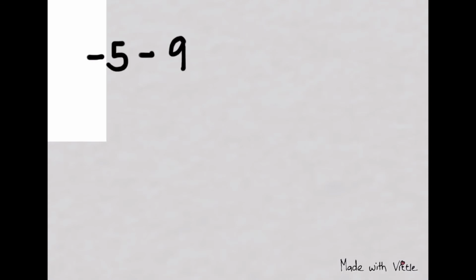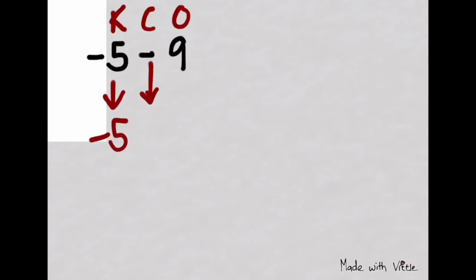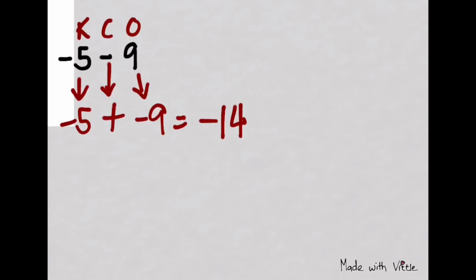Let's try some more examples. So KCO, keep, change, opposite. So I'll keep negative 5 the way it is. Subtraction will become addition. That positive 9 will become negative 9. Now look, are they the same signs? If they're the same signs, what do you do? You add them. So the sum of negative 5 plus negative 9 will be negative 14. You just copy the same sign.